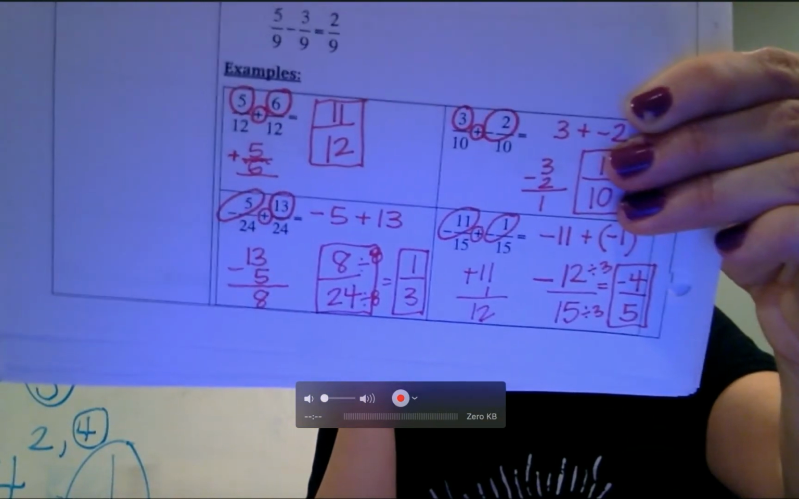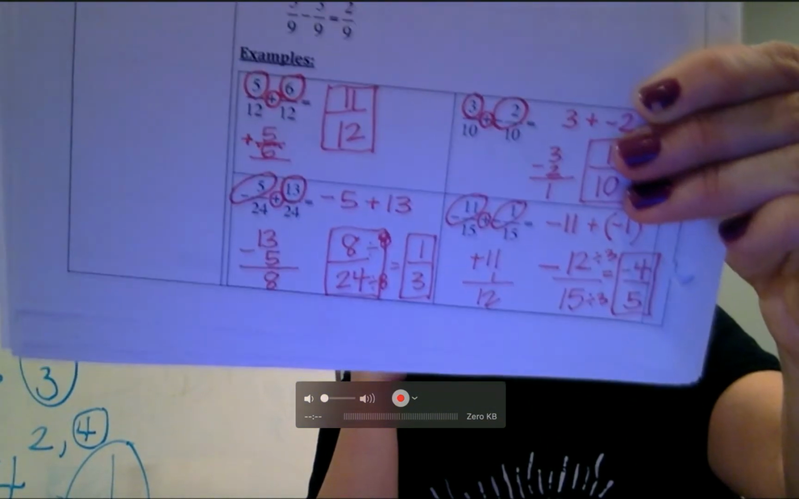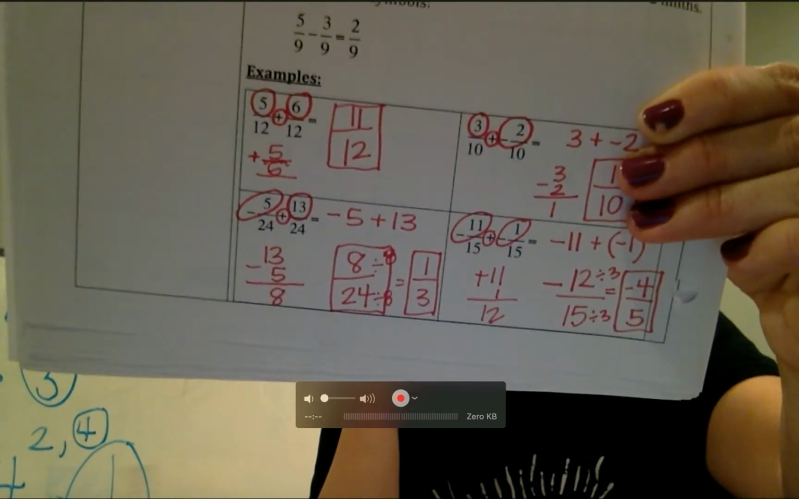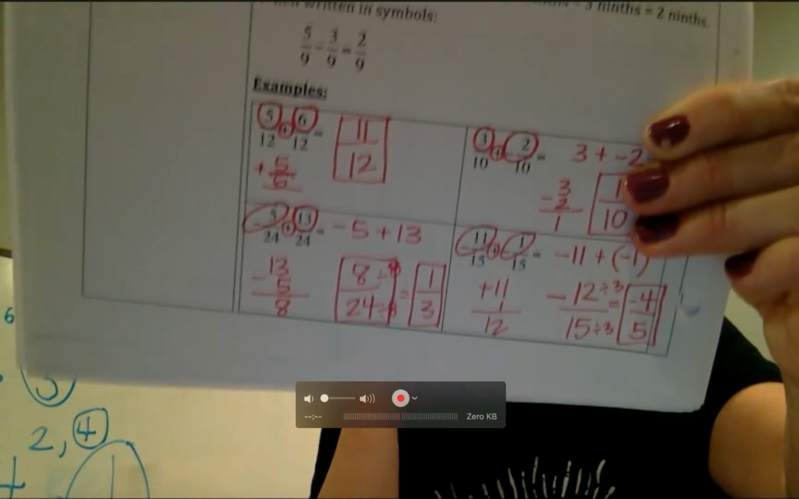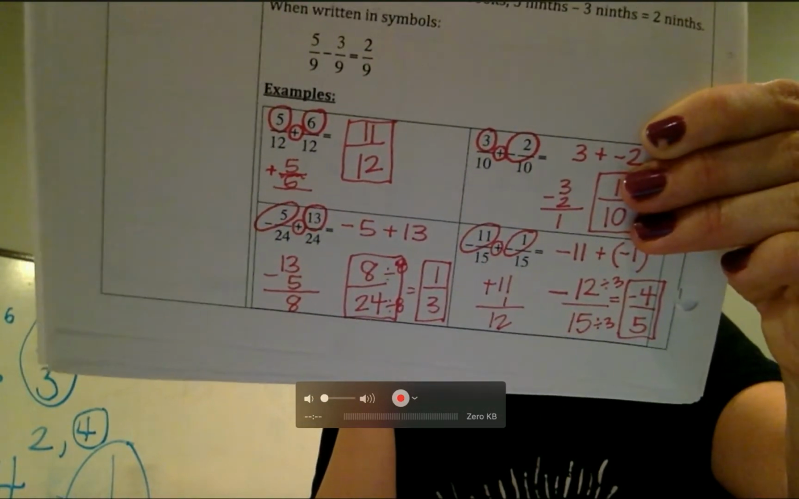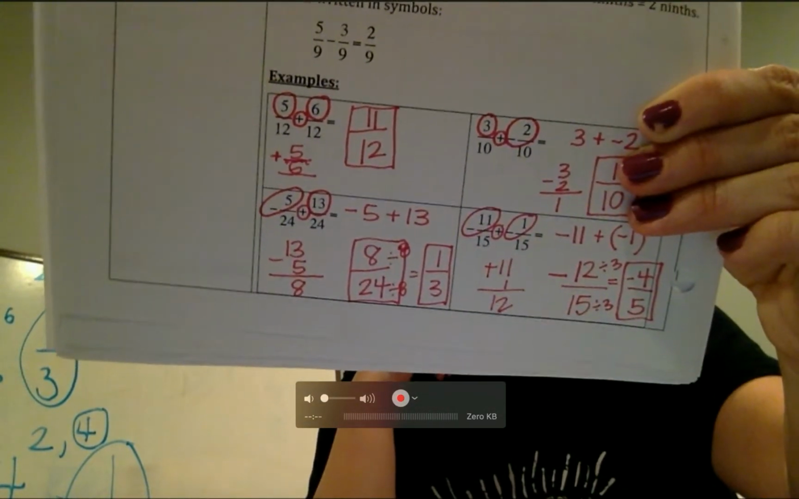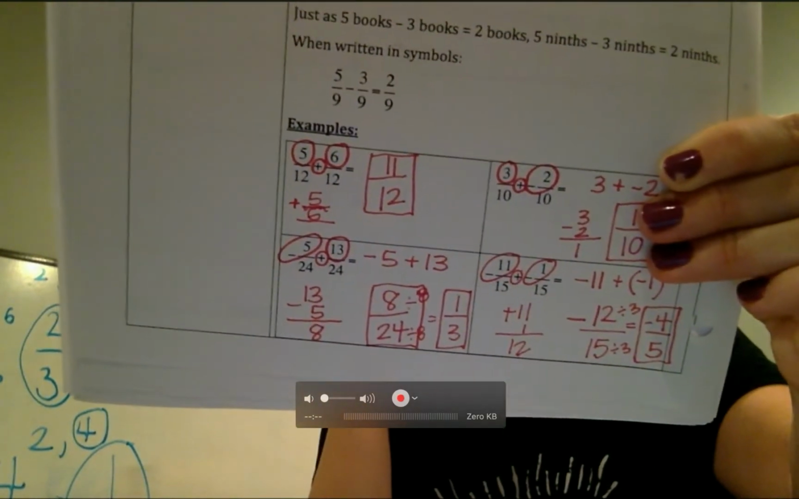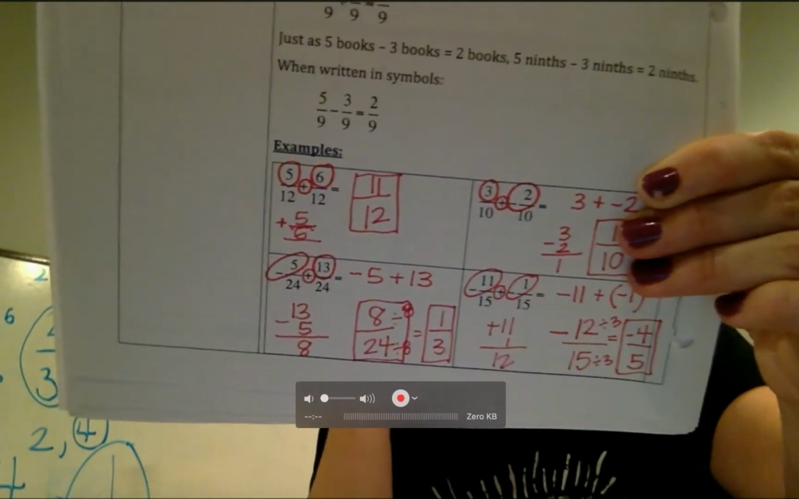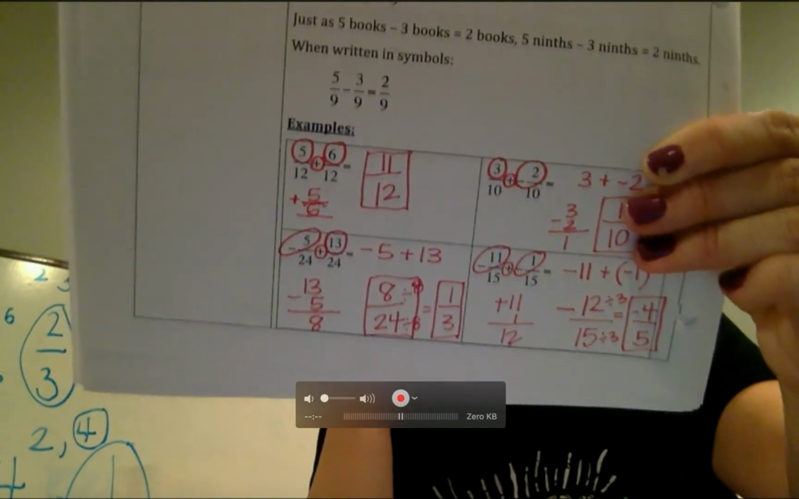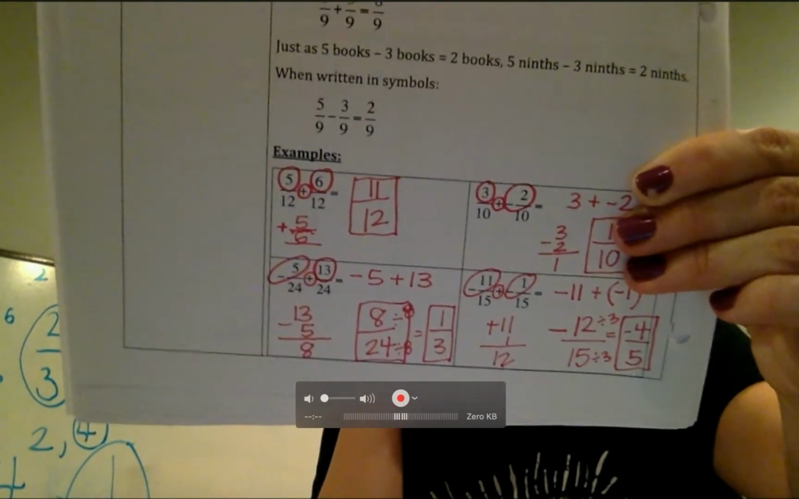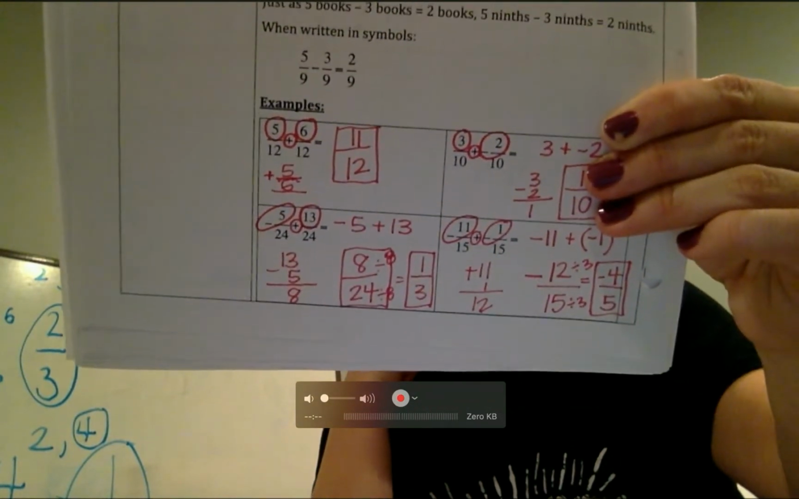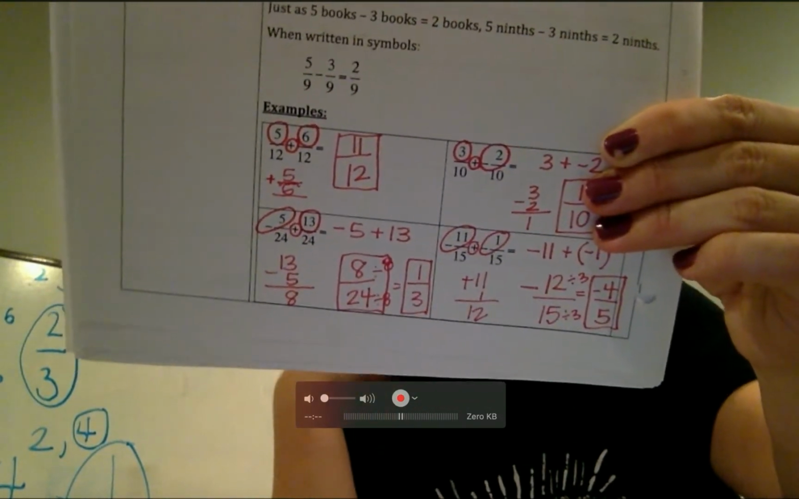Example number 3, -5 plus 13. Again, notice that I circled the numerator, including that symbol that comes before it, which is -5, and I also circled plus to show that I'm adding. However, because my signs are opposite or different, same signs add and keep, different signs subtract, so 13 take away 5 gives me 8. 8 over 24 is not in simplest form, it can be reduced.